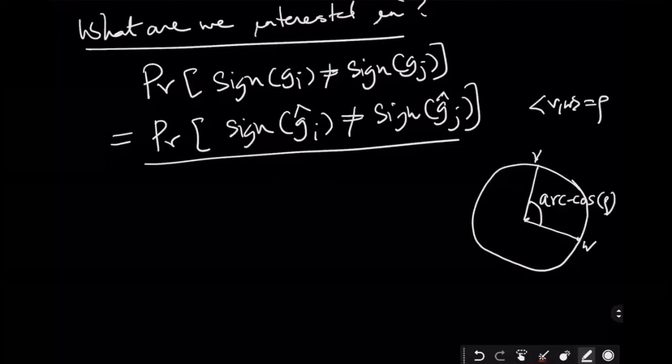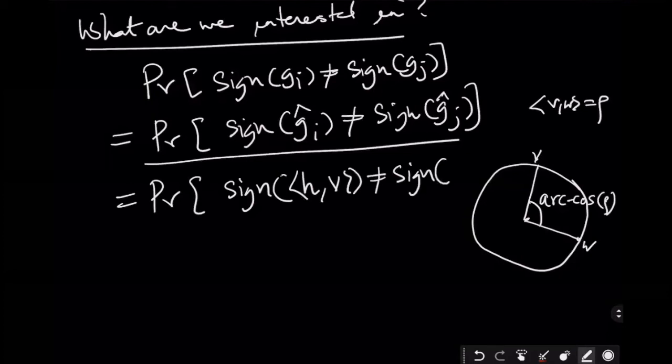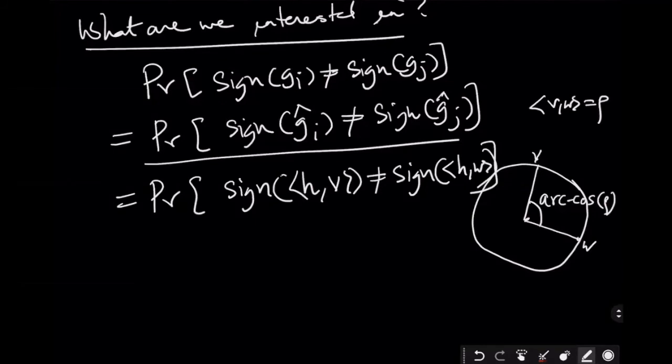We're trying to understand the chance that if I take a random Gaussian H, and remember we have an exact expression for g hat i and g hat j, we are basically asking what's the chance that the inner product of H and V has a different sign from that of the inner product of H and W. We're using the procedure we described to sample g hat i and g hat j. So we take a standard Gaussian H and take inner products with V and W, and we want the probability that these two get different signs.